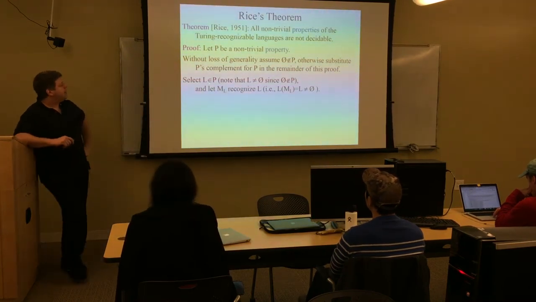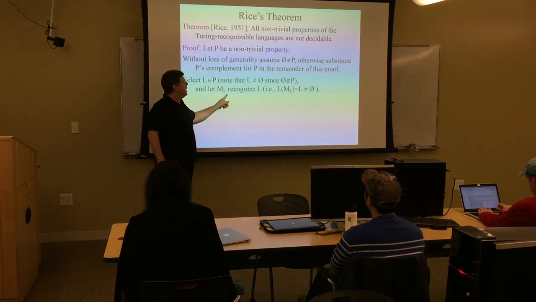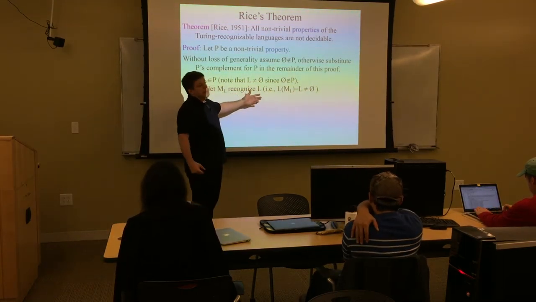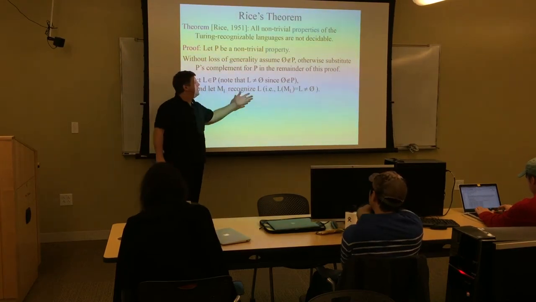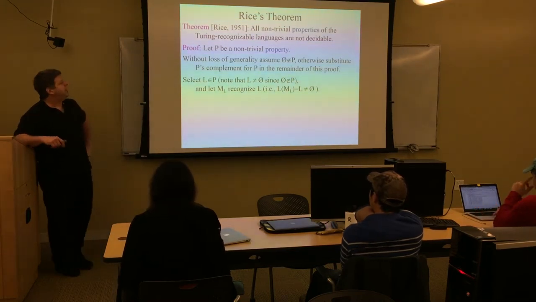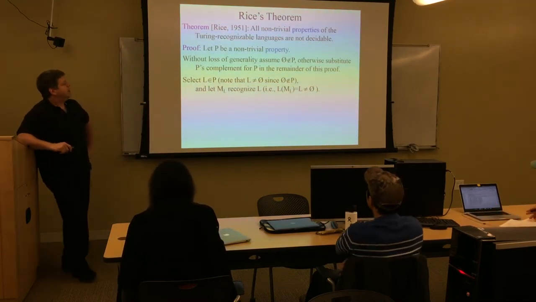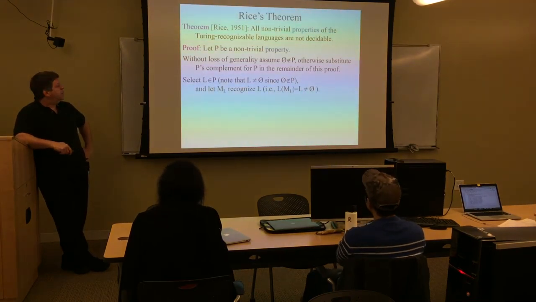So let some machine recognize L, and we'll call it machine M sub L. Every L is a Turing machine language, a recognizable language. So let M sub L recognize L. It's just notation. We're calling it something, the machine that recognizes L. We're just giving it a name so we can refer to it. So the language of M sub L is equal to L by definition, and it's not the empty language.